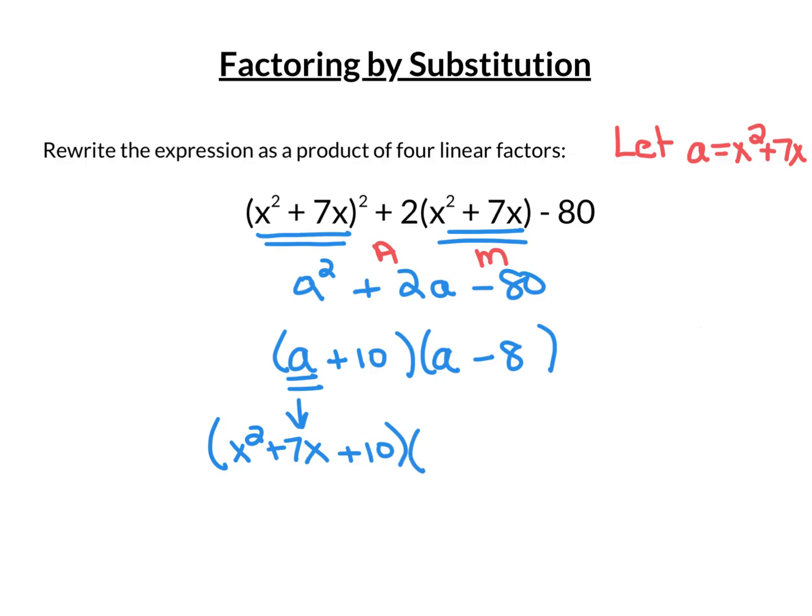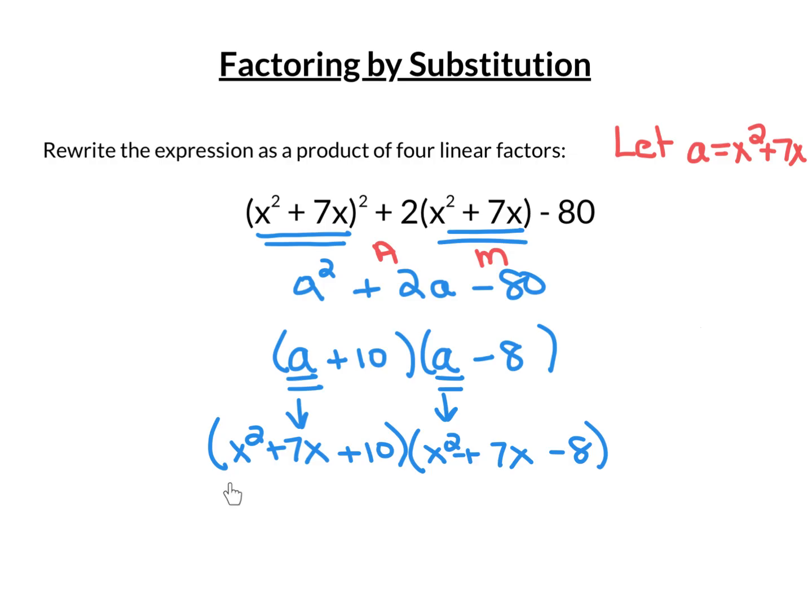And then same thing here. I'm going to replace this a with an x squared plus 7x. And I'm going to bring down the minus 8. Okay, so right now we have 2 factors, not 4, and these are quadratic, right? When you have an x squared, those are quadratic. So we need to rewrite these as linear factors. Okay, so let's do it.